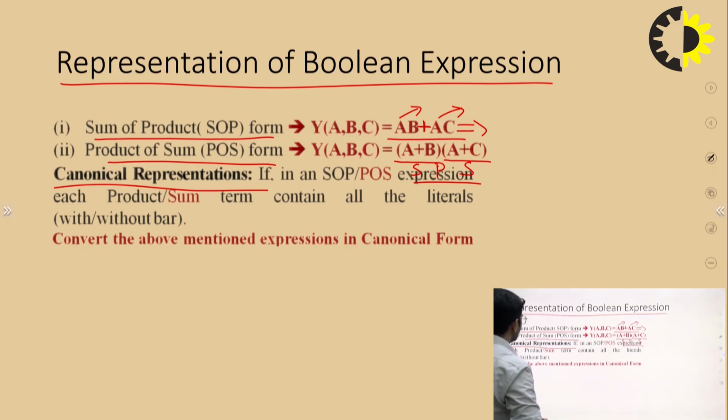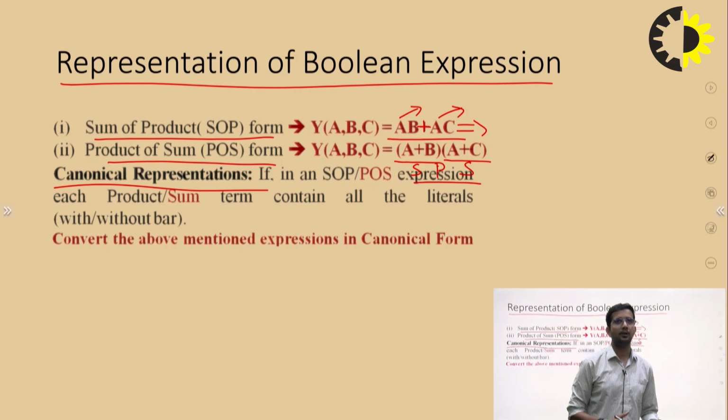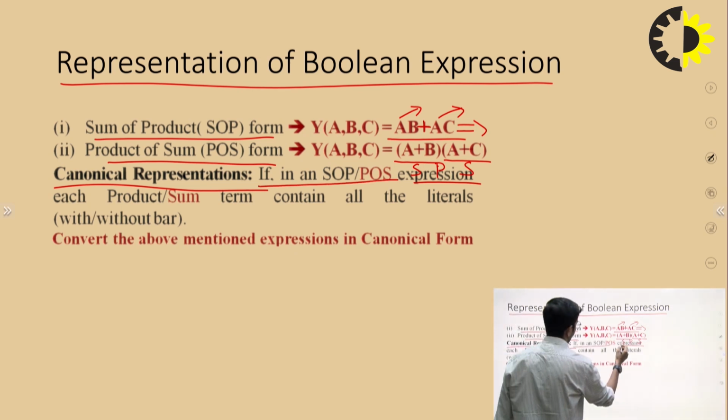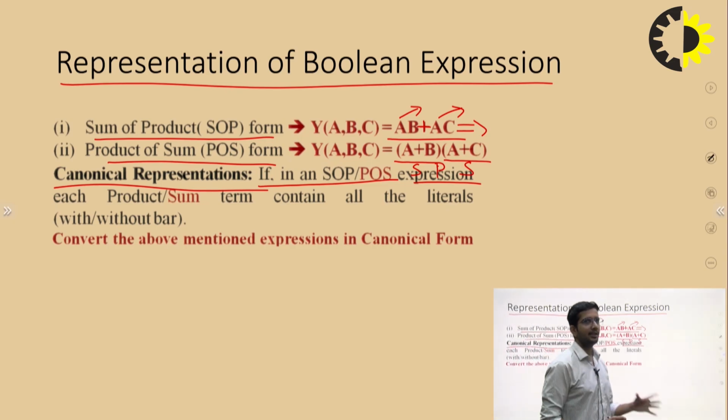Next is the canonical representation. If we want to do some minimization of any Boolean function, using the K-map or other methods that will come in upcoming lectures, first we have to convert the terms into a canonical form. So what is canonical form? Canonical form means each and every term must contain each and every variable.